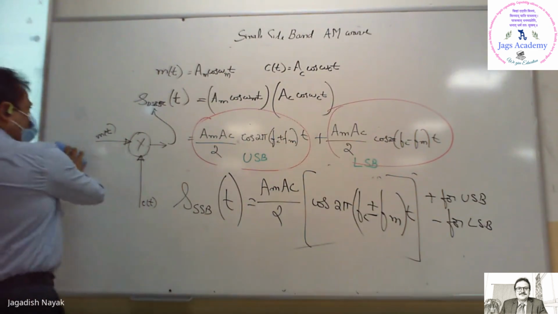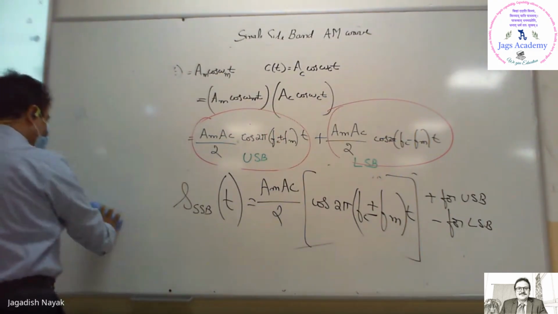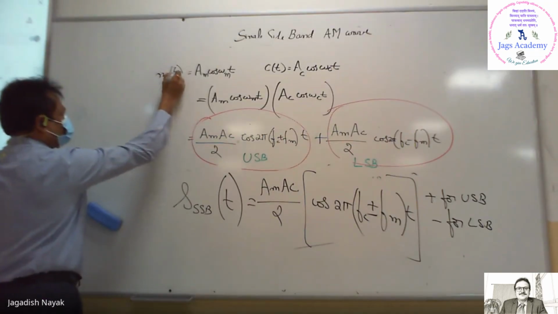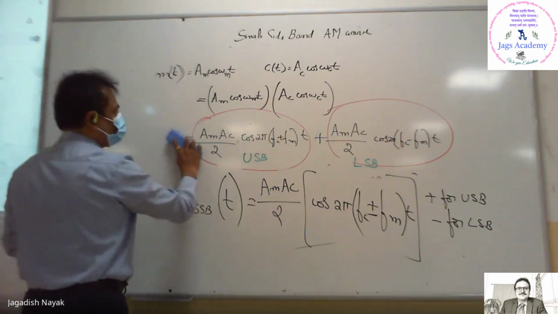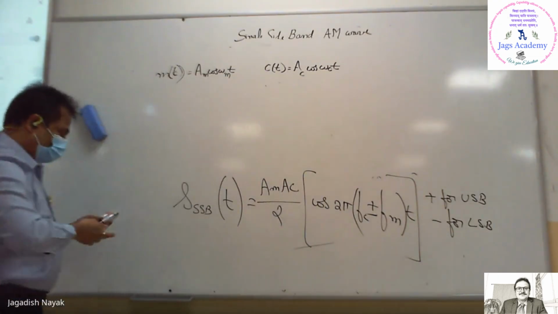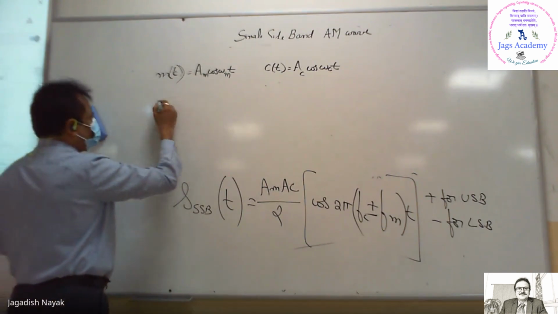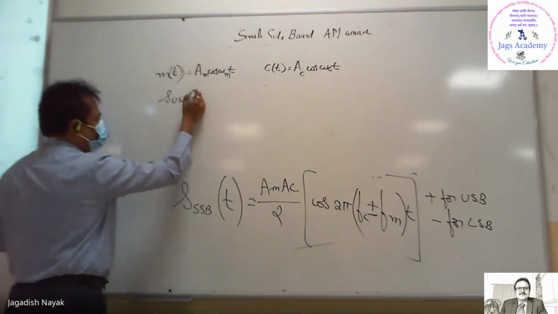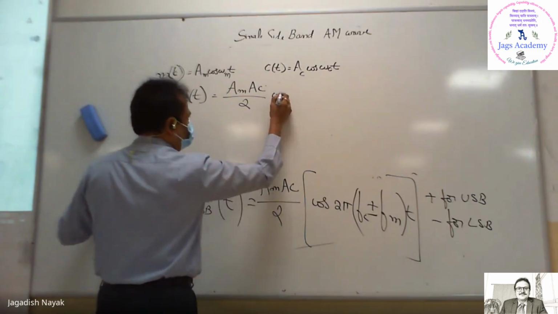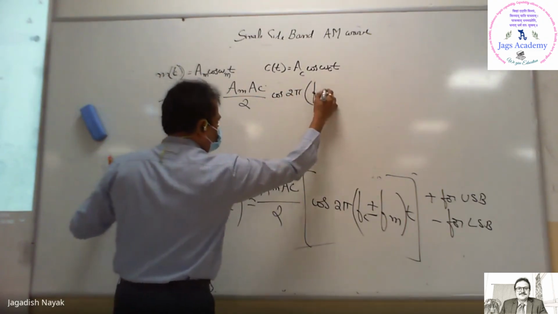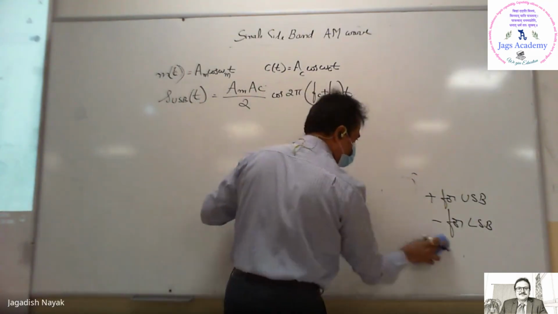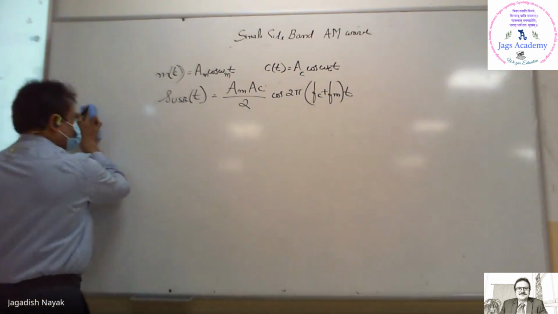Now let us consider one of the sidebands and let us expand that. I will consider only the upper sideband. Expression for upper sideband of t is equal to Am Ac by 2 cos of 2 pi fc plus fm into t. Let us consider only one. Can you expand this expression?